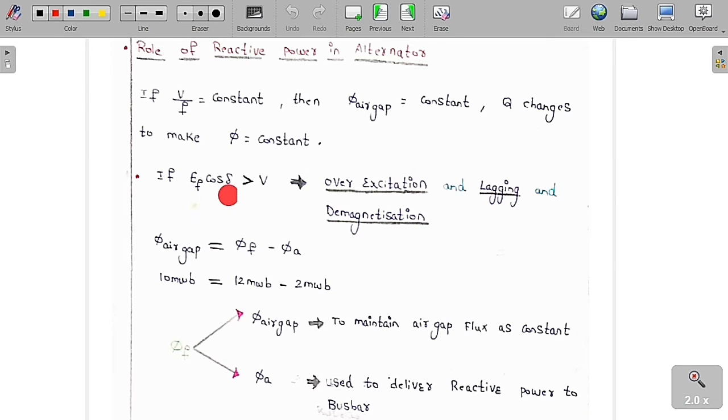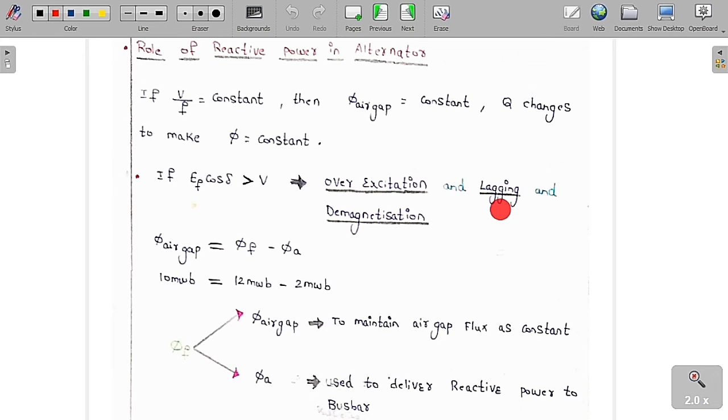Whenever EF cos delta is greater than V, that means we are in the over excitation. In the over excitation, EF is always greater than V. The amount of EF is always greater than the amount of V, or simply we can say EF cos delta is greater than V, where delta is the load angle between EF and V. It is called the over excitation. Over excitation means, as I have already told you, the current IA is going to lag the V.